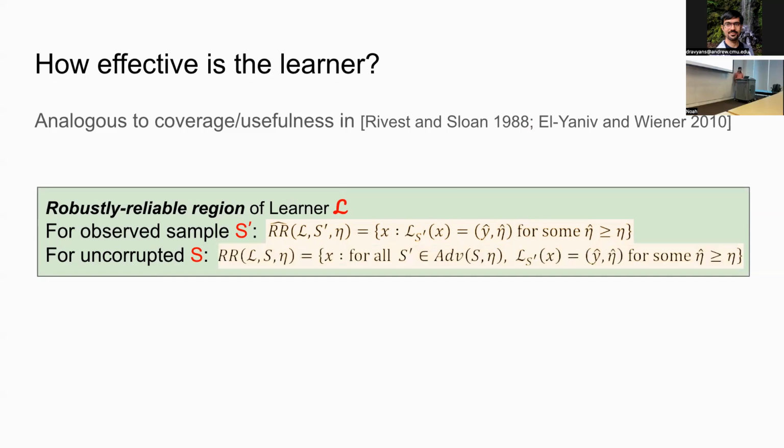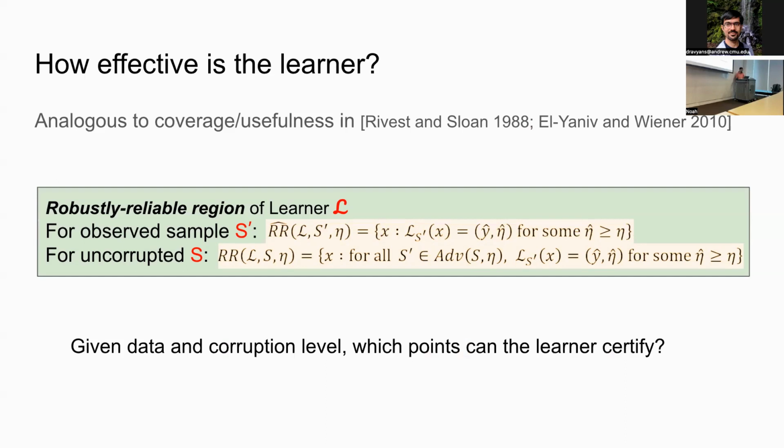And for uncorrupted samples, similarly, you can define X as all those points for which, for all possible eta corruptions of the uncorrupted sample S, the learner will predict on S prime, the corrupted sample, a reliability threshold eta hat which is at least eta. So these are just subsets of the data set. They are monotonic subsets of the data set, which change as a function of the threshold eta.